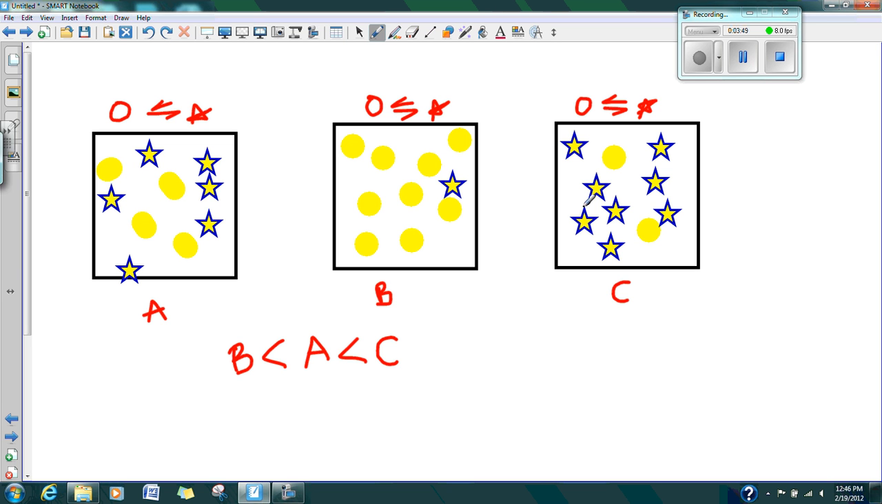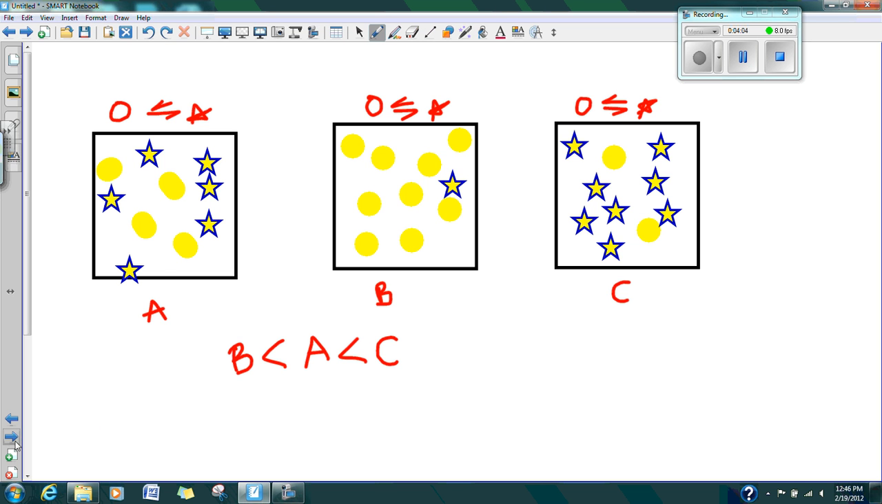Kind of going on to the last slide that I just gave you about K and how it is predicting that if it's favoring my products and it's lying to the right, then my K is going to be very large.